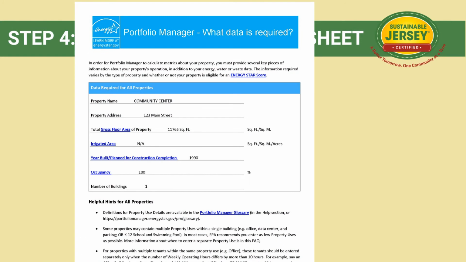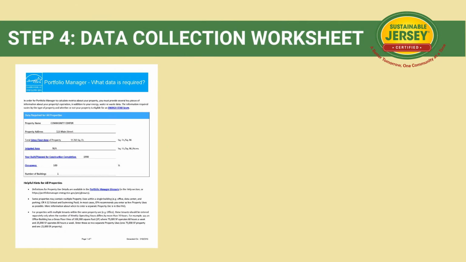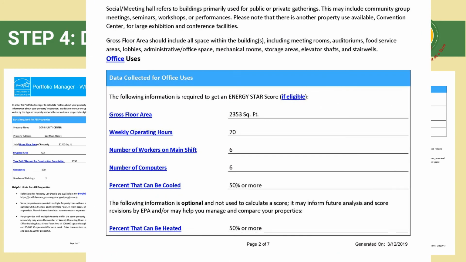The first page documents the basic description of the property, in this case a community center, including the name, address, gross floor area, and year built. The second and third sheet break down the gross floor area by the 3 uses of the community center: meeting hall, office, and fitness center, as well as the weekly operating hours, number of workers, number of computers, and percent that can be cooled and heated. How you organize your data is up to you.